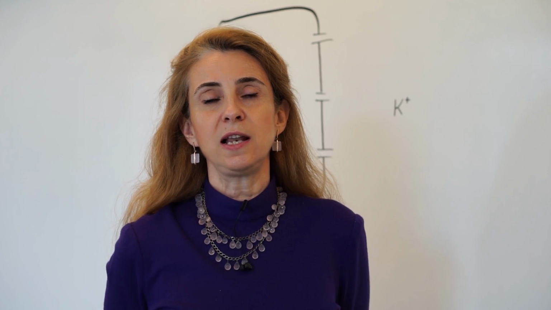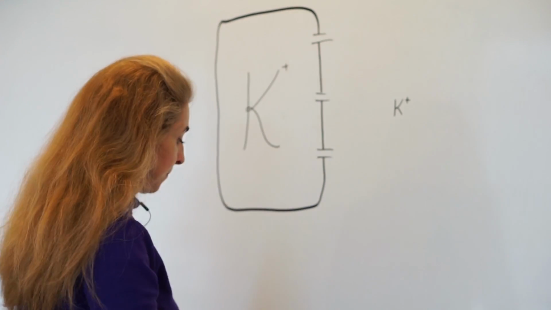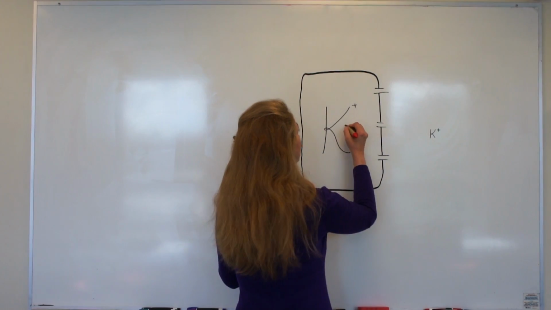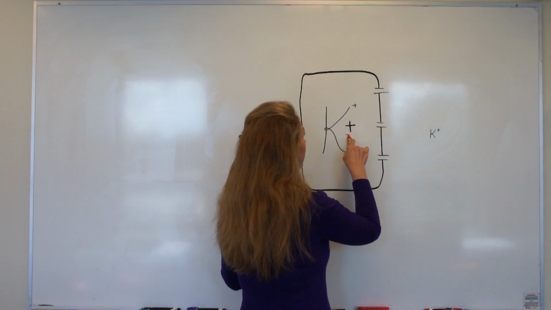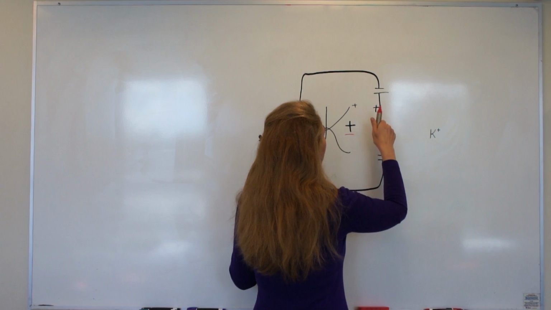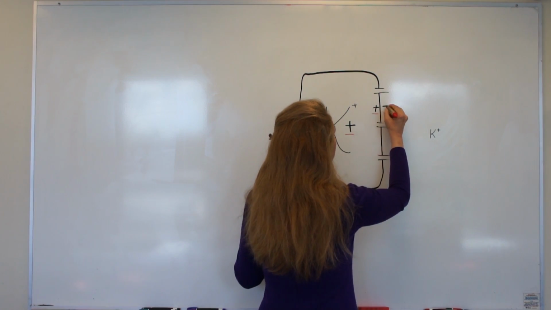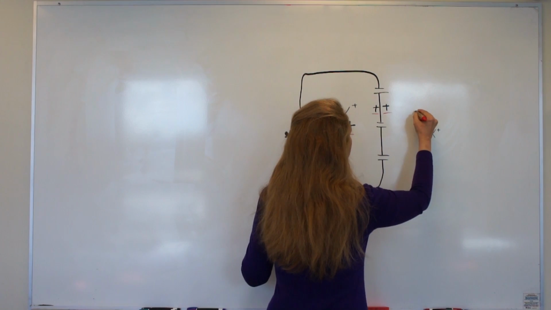At the very beginning, there is electroneutrality on the inside of the cell and outside of the cell, as well as on the inner surface of the cell membrane and on the outer surface of it, which means every positively charged ion is accompanied by a negatively charged ion.